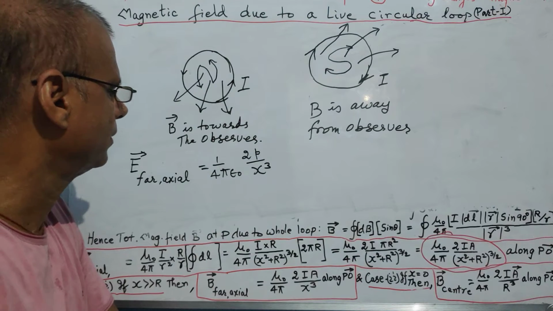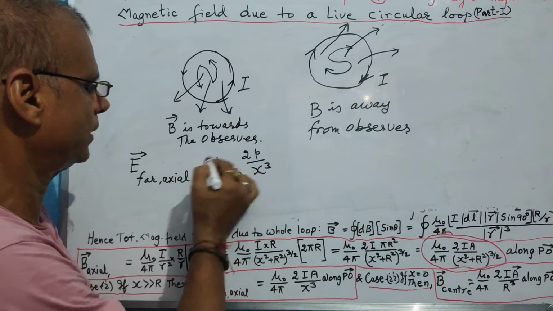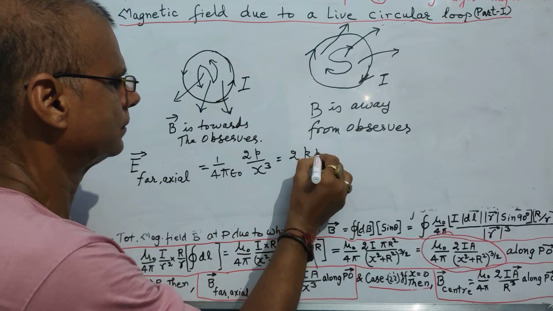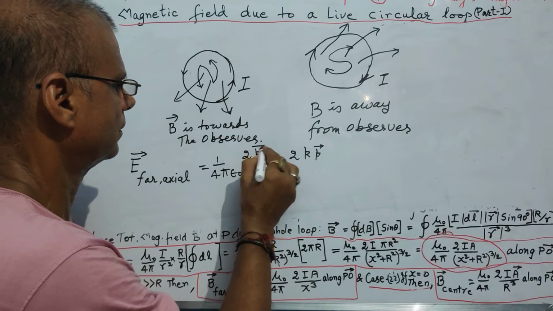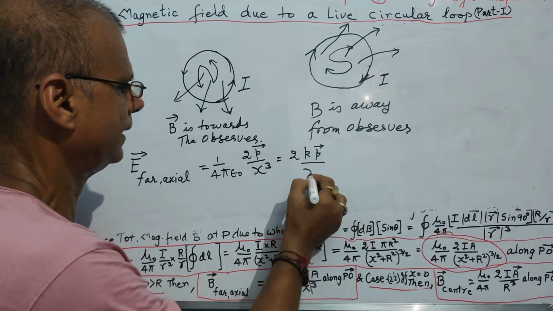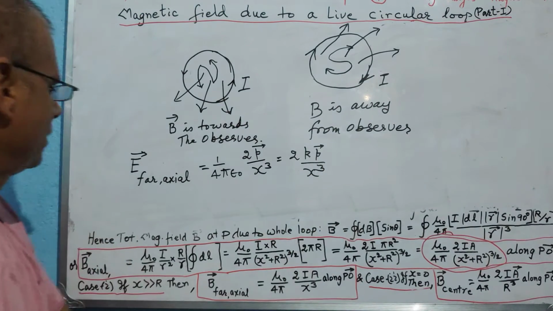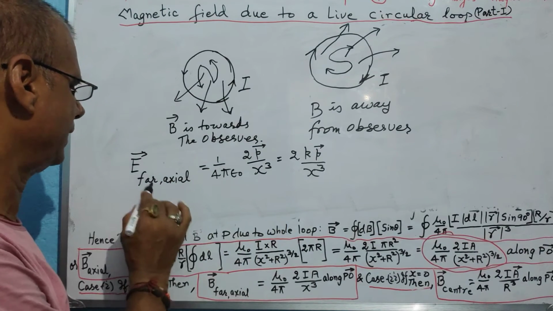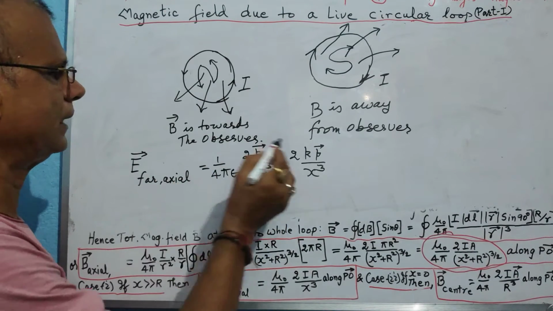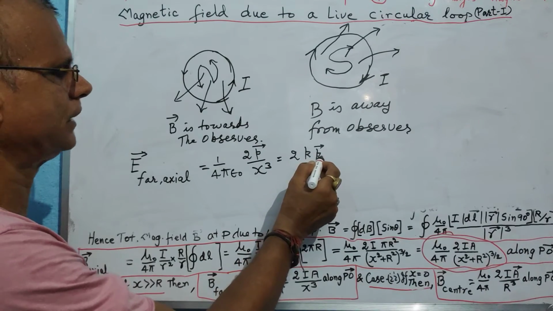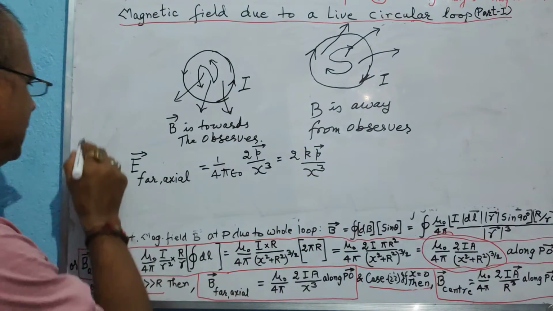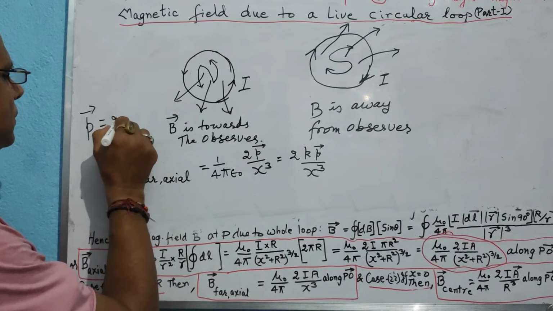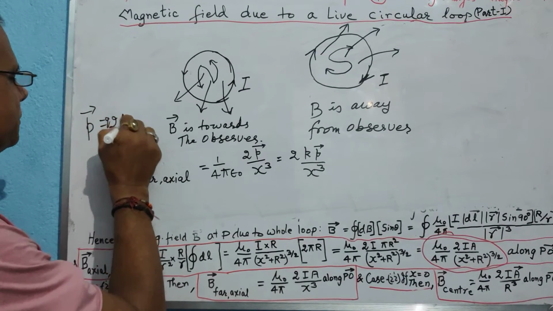So this is of course Coulomb's constant, so you can also write it like 2kp divided by x cube. This is the electric field. We have already derived the expression for the electric field due to an electric dipole whose dipole moment is p, and p is given by, we all know, 2q·2l.